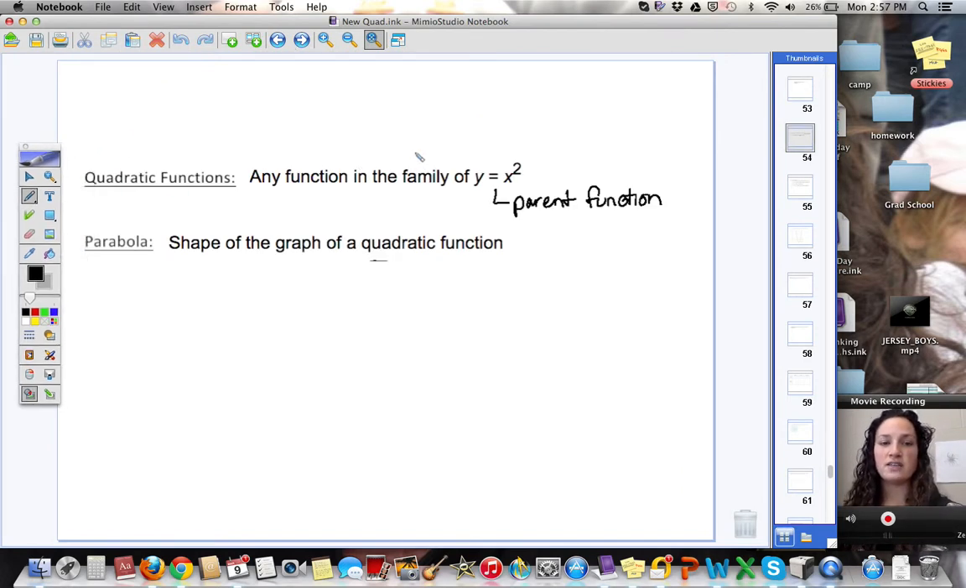A quadratic function is any function of the family y equals x squared, so that's our parent function. And then a parabola is the shape of the graph. So if you have a quadratic function and you graph it, it looks like a parabola. And remember, a parabola is just that U shape. So that would be our parabola.